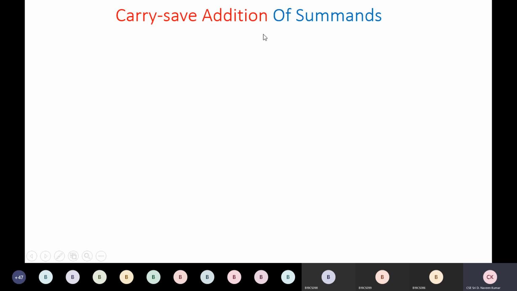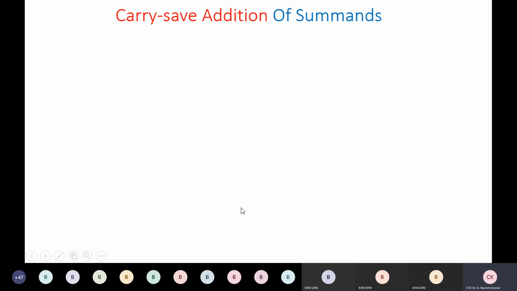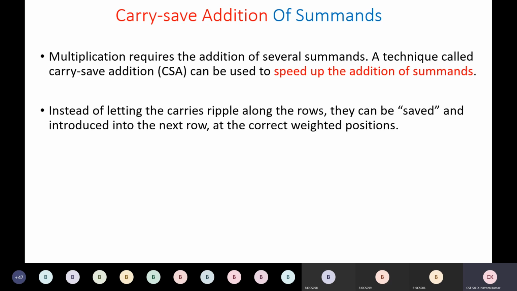So this carry save addition we use on summands. Remember, it is on summands. These are the summands. Here we have 5 summands, here we have 3 summands. How quickly can we add? By avoiding adding the carry immediately, we can make it a quicker process, a little bit quicker when compared to normal addition. So we use it to speed up the addition of summands.